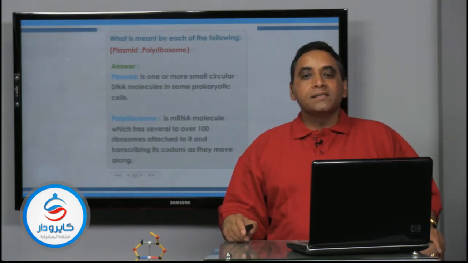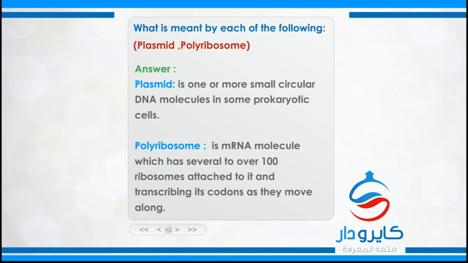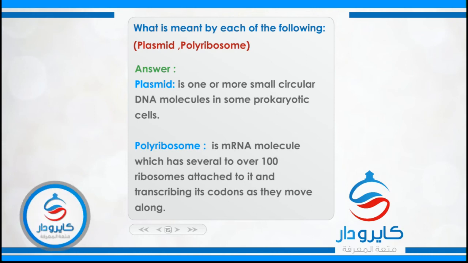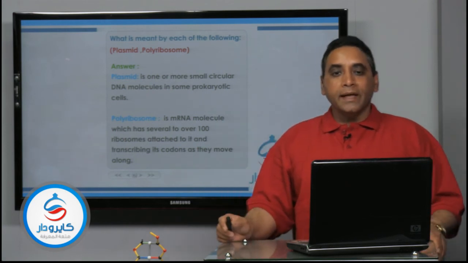So the plasmid is one or more small circular DNA molecules in some prokaryotic cells. So prokaryotic cells are the ones that have circular DNA, the presence of plasmid, not complexed with protein. The DNA is attached to the plasma membrane. The duplication takes place at the attachment point of the plasma membrane. The genome of the prokaryotes is mostly codon, and there are many differences between the DNA in prokaryotes and eukaryotes. From this difference comes the presence of plasmids in the prokaryotic cells.